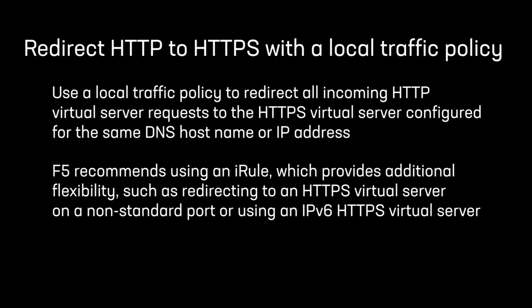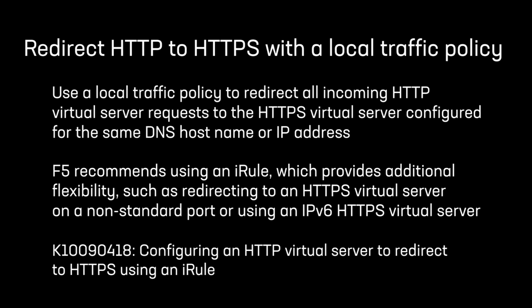An alternative method F5 recommends is to use an iRule, which provides additional flexibility such as redirecting an HTTPS virtual server on a non-standard port or using an IPv6 HTTP virtual server. For more information about using an iRule to redirect HTTP requests to HTTPS, refer to the article linked below.